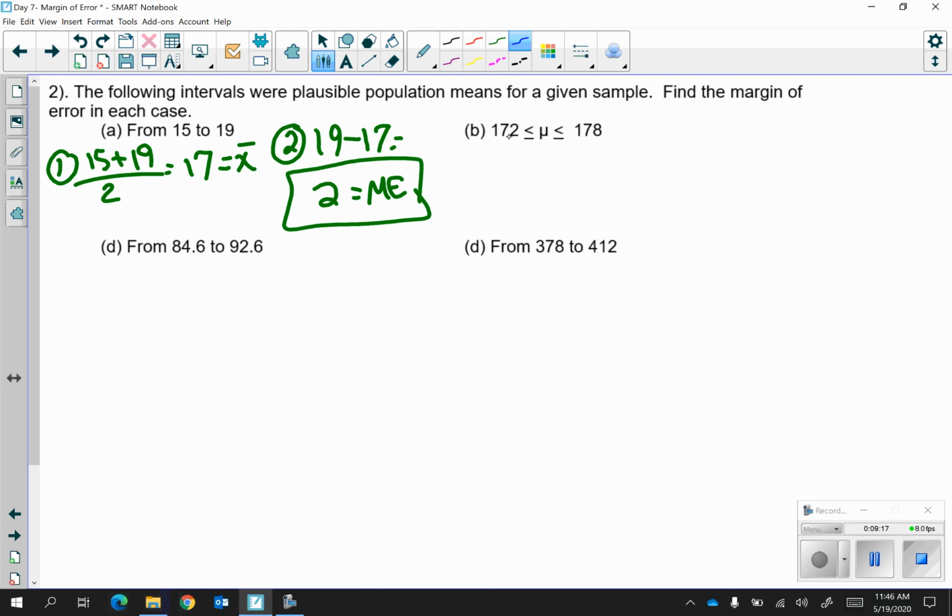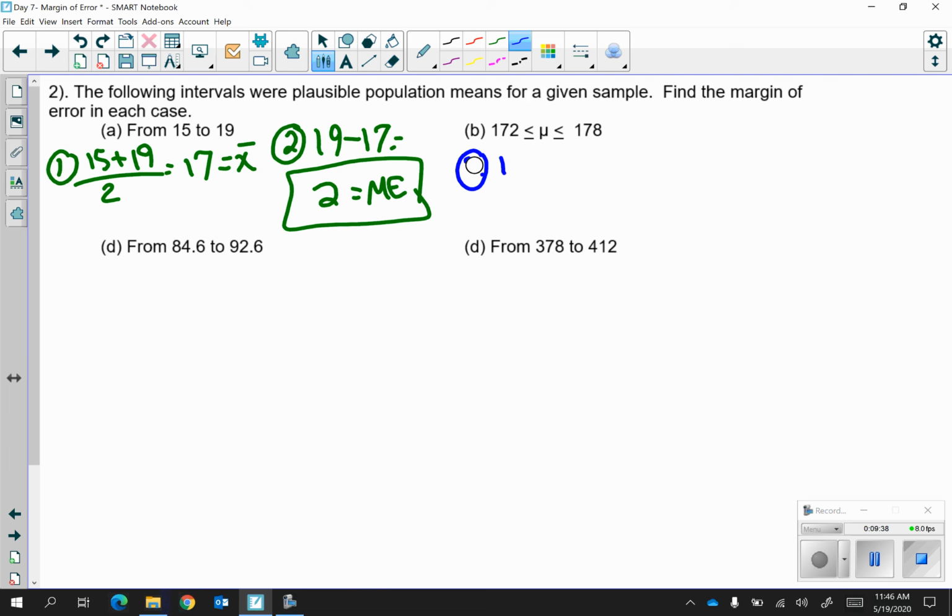Keep in mind for the next one, it's not x bar in the middle, it's mu, because we're saying the population mean is somewhere in this confidence interval. In order to find x bar, the sample mean, you need to find the average, the number directly in the middle of these two numbers.